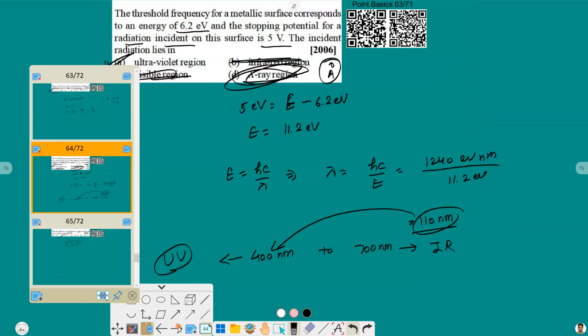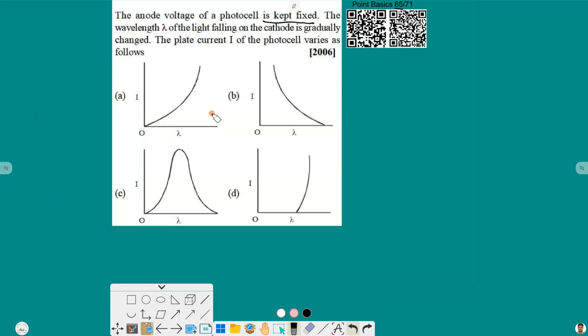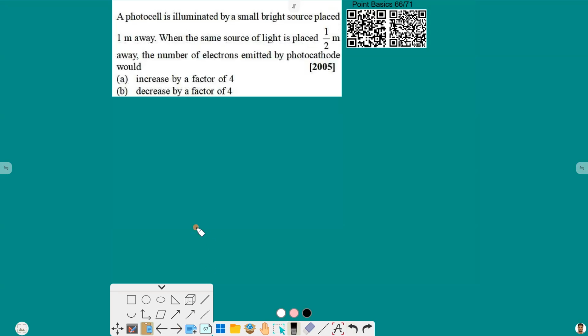Let me go to that question. Yeah, here it is. So the only viable option will be option B here. Now let's move to the next one.